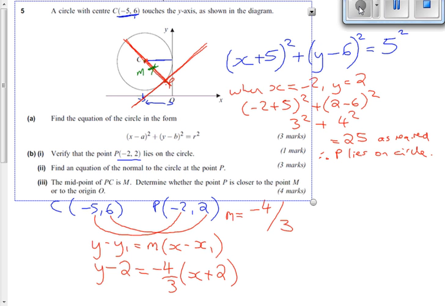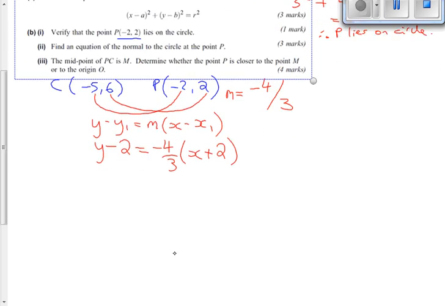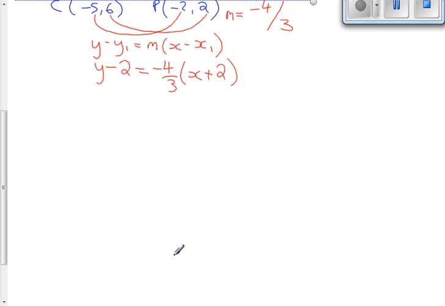And the question's asking P to M or P to O. Which one's the shortest? Which one's it closest to? So let's think through that. Let's scroll down to get some more room. Well, P to M was just to the midpoint of the radius. We knew the radius was 5, so that distance isn't too bad at all. That's just going to be 5 over 2.